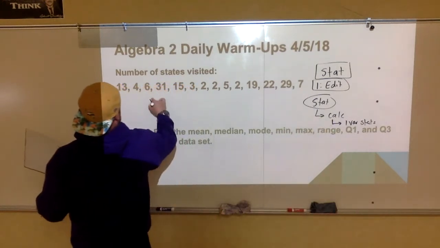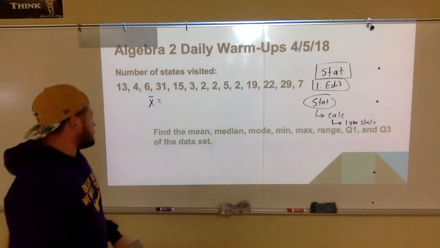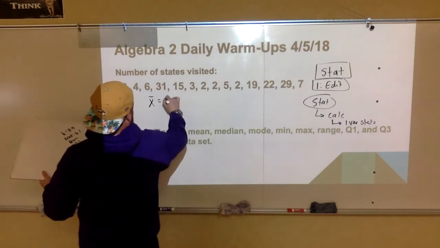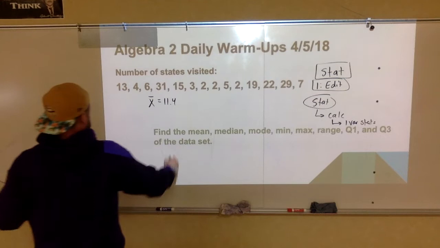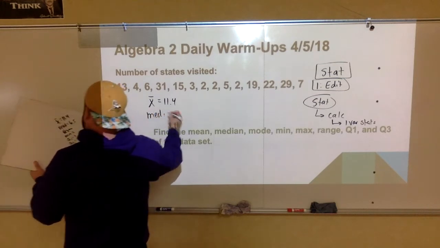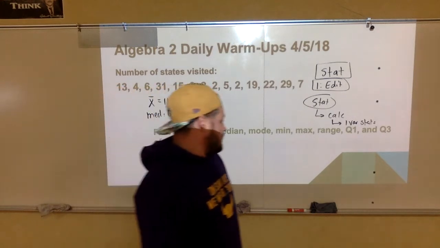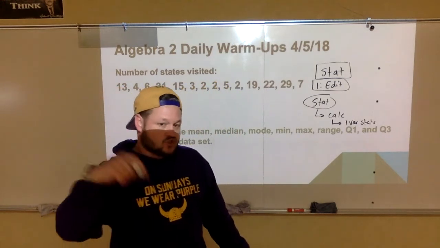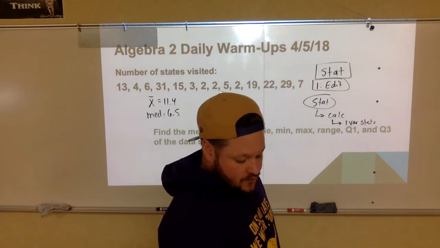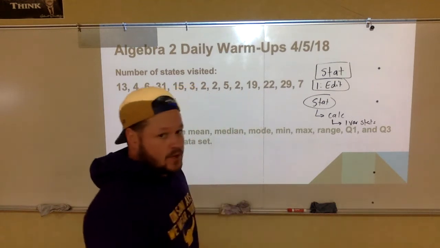Your mean, remember, that's your x bar. If you round it, I got about 11.4. My median, I got 6.5. And it's important to notice, if you haven't done this in a while, make sure you scroll down to show all the different pieces of information. You can't see all of them right away. You need to scroll down.